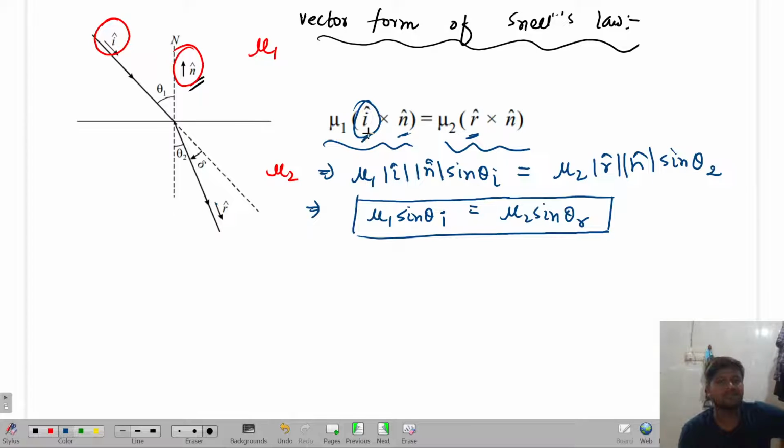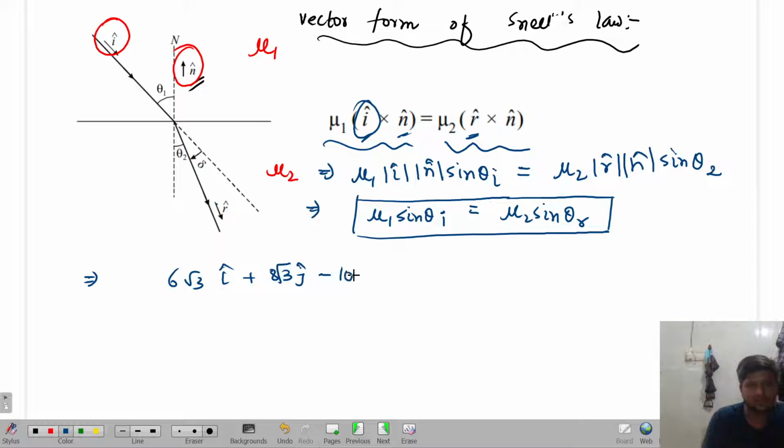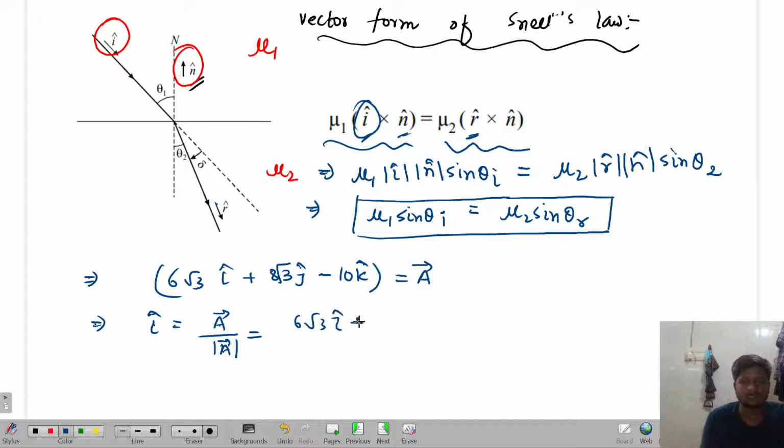Or if you are only aware of the incident ray. Say what I was aware of was my incident ray. What was it? What was given? 6 root 3 i cap plus 8 root 3 j cap minus 10 k cap. Okay, and this was my incident ray vector. I need to convert it into a unit vector. So a unit vector a cap is represented as what? Vector A divided by the magnitude of vector A. So this will be equal to 6 root 3 i cap plus 8 root 3 j cap minus 10 k cap divided by the magnitude. If you calculate, how much is it going to be? It is going to be root over 400.